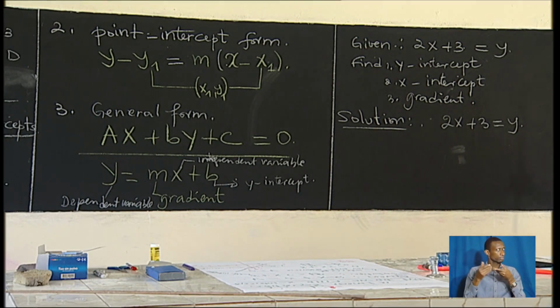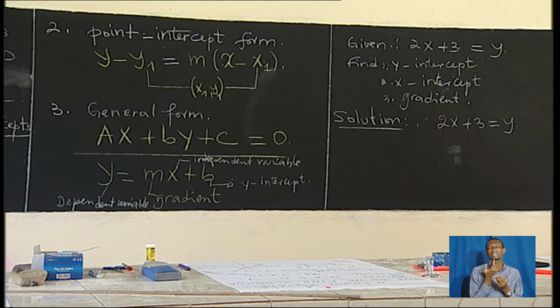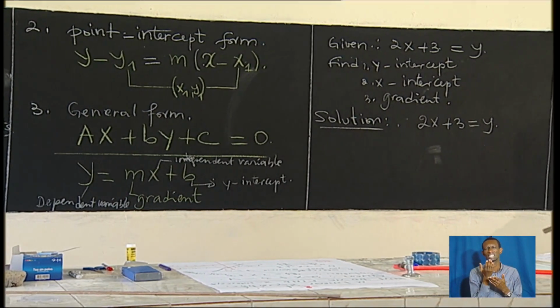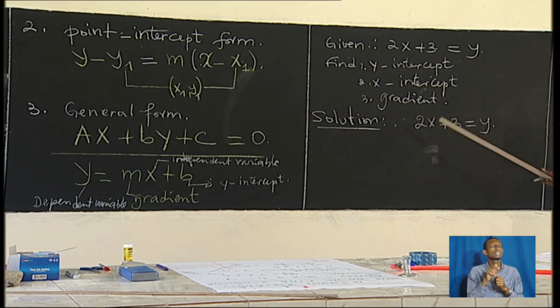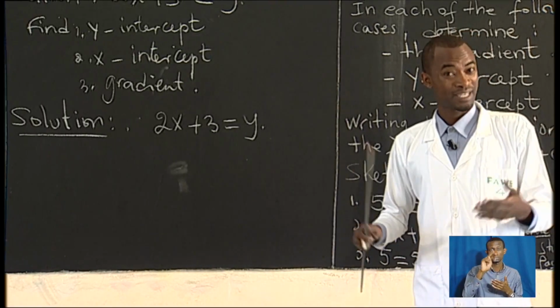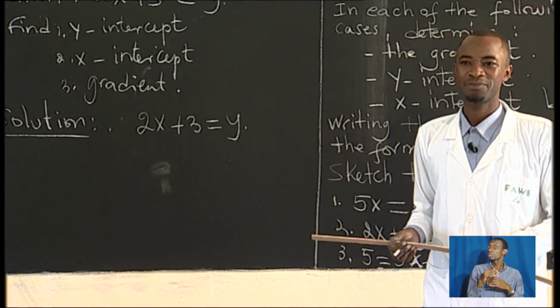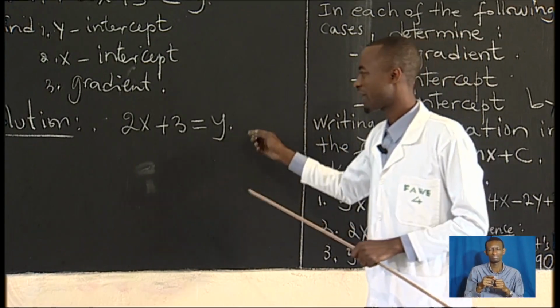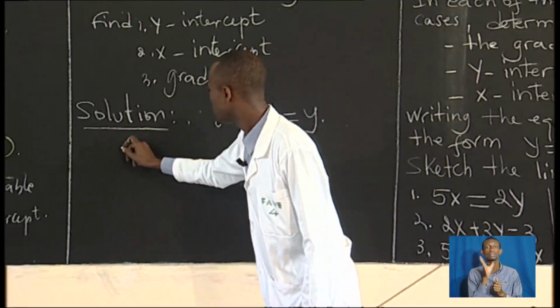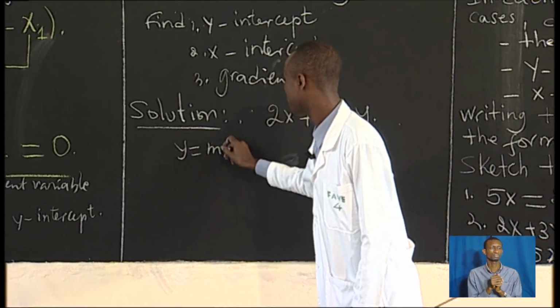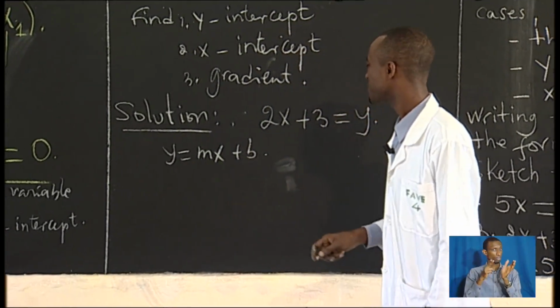You may ask yourself, y-intercept, what is that? Or x-intercept, what is that? At the end of this question, you will be able to see it. Just on a graph, it becomes very easy. Let's do this together. I'm going to write it in this form, mx plus b.